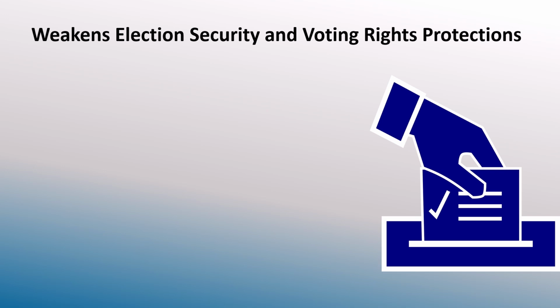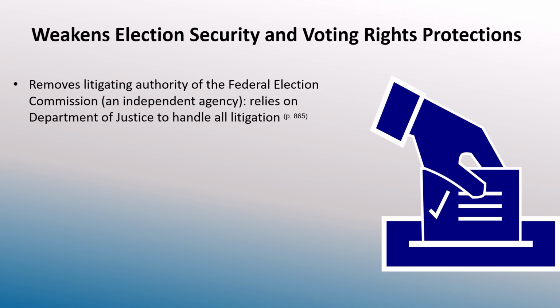Last but not least on my slides relating to how the mandate threatens our democracy, Project 2025 calls for reducing election safeguards and protections of voting rights. It removes the litigating authority of the Federal Election Commission, an independent agency, and turns that responsibility over to the Department of Justice. This is an example of what was presented on a previous slide.